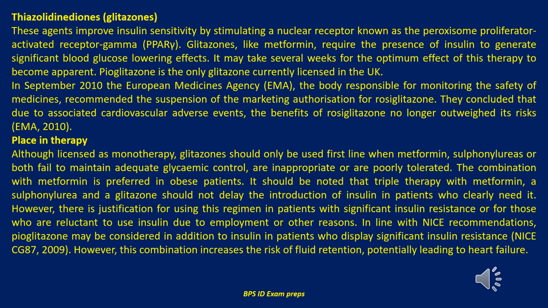These agents improve insulin sensitivity by stimulating a nuclear receptor known as the peroxisome proliferator activated receptor gamma, abbreviated as PPAR-gamma. Glitazones, like metformin, require the presence of insulin to generate significant blood glucose-lowering effects. It may take several weeks for the optimum effect of this therapy to become apparent. Pioglitazone is the only glitazone currently licensed in the UK.